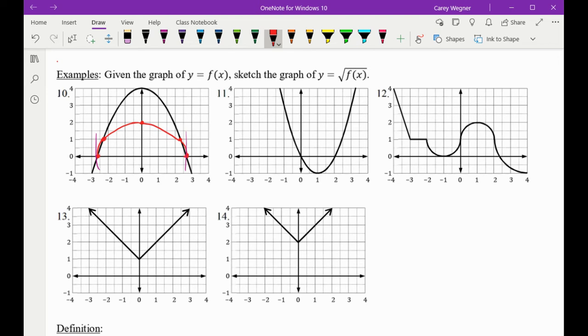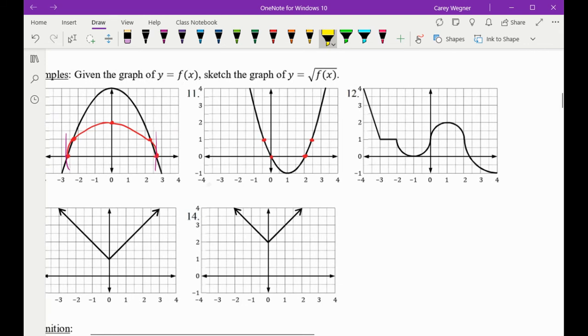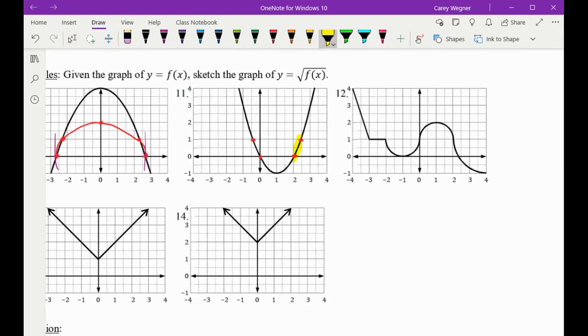Should be more symmetric, but they're not a bad graph. In question number 11, again, we can find those invariant points, but this time, sometimes people get a little confused. Notice, in this section over here, my y values are between 0 and 1. So I need to sketch my graph of the square root function above the original.